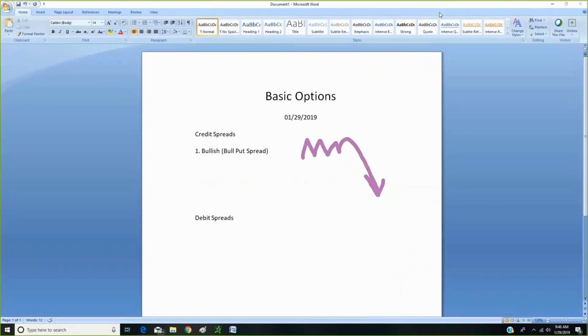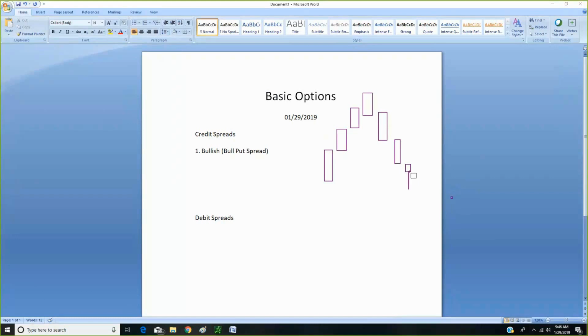So let's say the stock is in an uptrend, right? The stock is in an uptrend and it's pulling back to support, and you get kind of this hammer, okay? And we'll say that's your support level, okay? That's your support level. No matter how you slice it, when you do a bull put spread, you want the stock to go up.